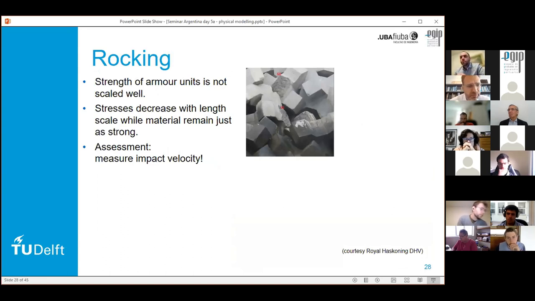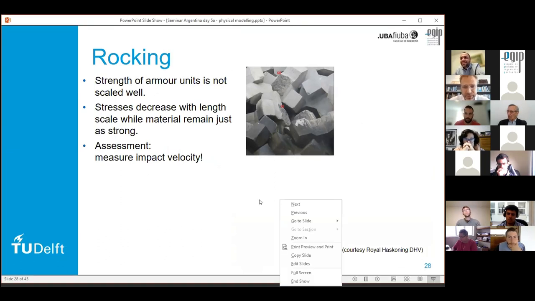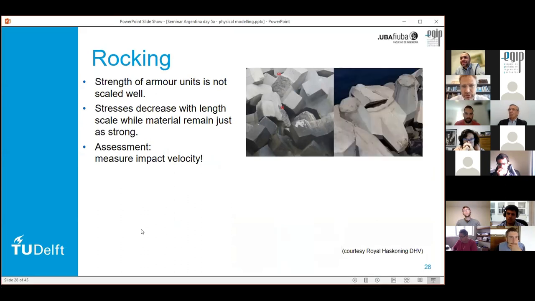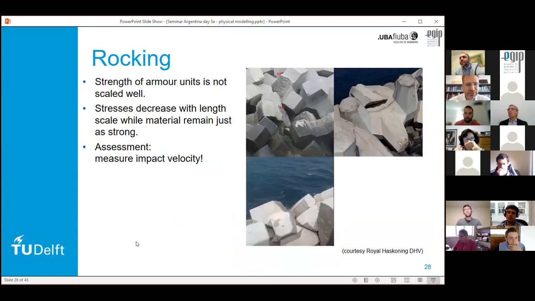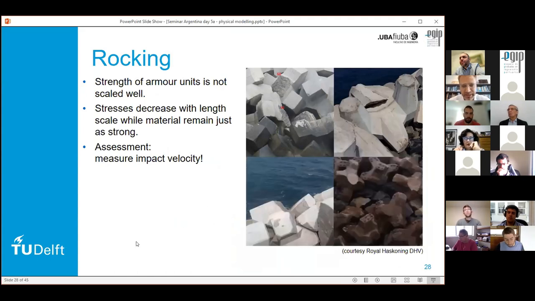Rocking. Here we see a problem with strength, but this is full scale. We see the proud Dutch armor unit, the X-block, and we can see that it can break if you don't place it correctly or a wave comes. But also the French, or this is the American box, sometimes if you place them, they can break. Or the French blocks, two types, they can all break. So the concrete strength is an issue.